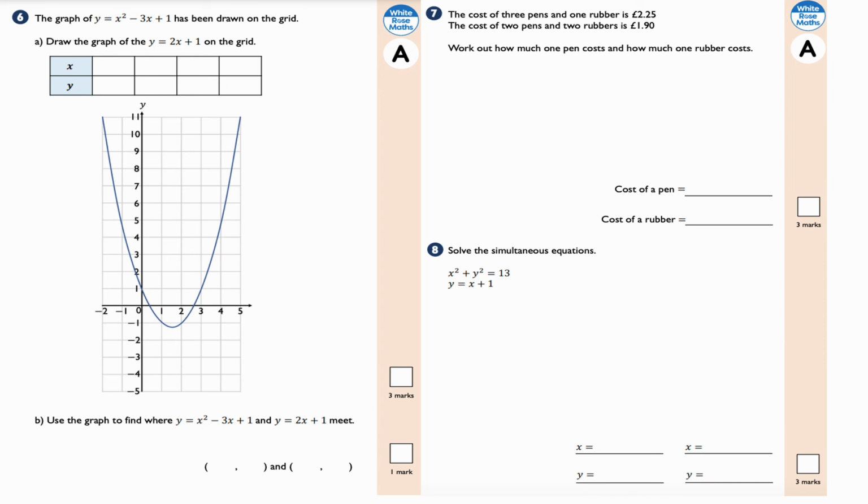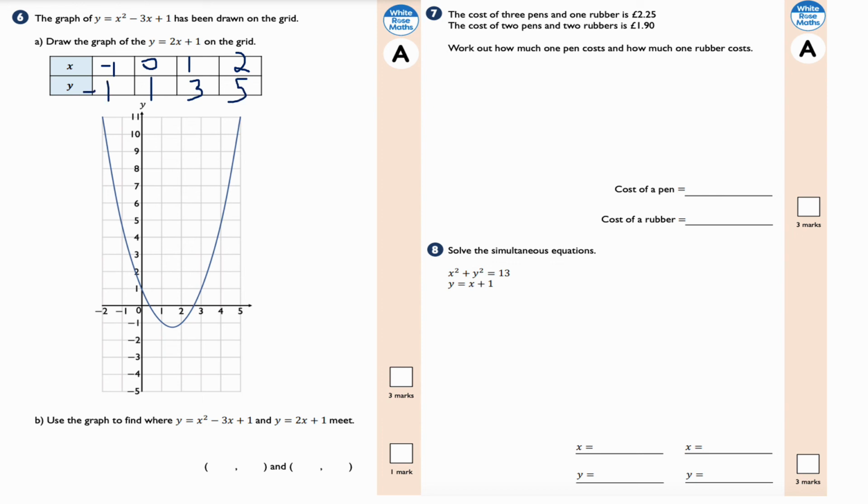Right, guys, we're now looking at question number 6. Draw the graph of y equals 2x plus 1 on this grid. So let's go from minus 1 to 2. The graph of y equals x squared minus 3x plus 1 has been drawn. Part A, draw the graph of y equals 2x plus 1 on the grid. So it's a straight line graph here. 2 times 0 is 0, add the 1 is 1. 2 times 1 is 2, add the 1 is 3. So it's going up in 2s, which gives me negative 1 there.